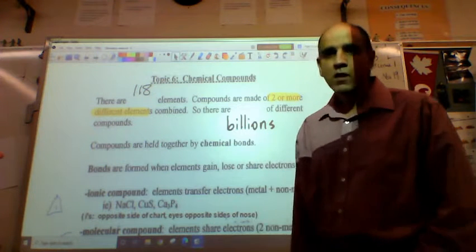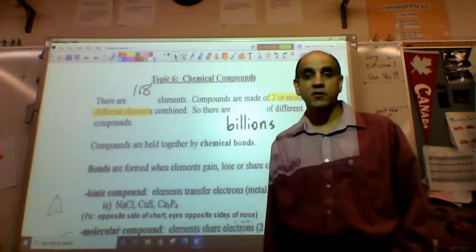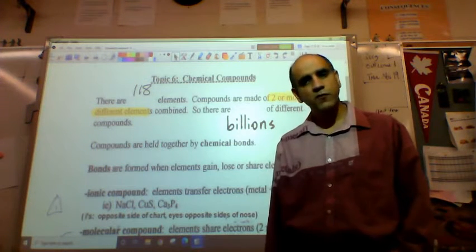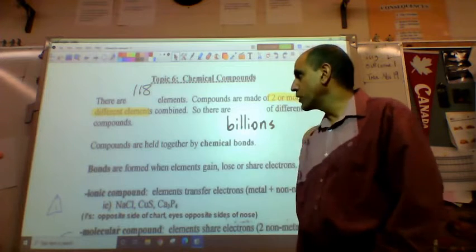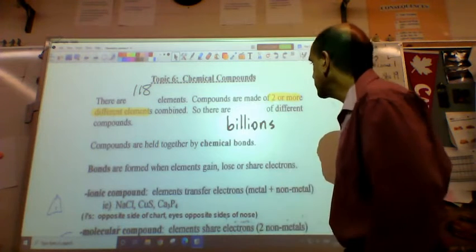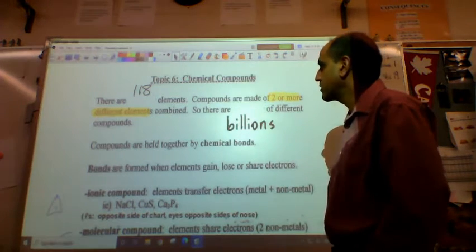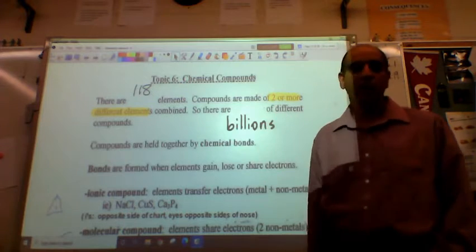Okay, Science 9. Wow, Chemistry Outcome 3, it's a long one. So, last little bit of information for you for Outcome 3. There are 118 different elements, and compounds are made of 2 or more different elements combined. So that means there are billions of compounds.